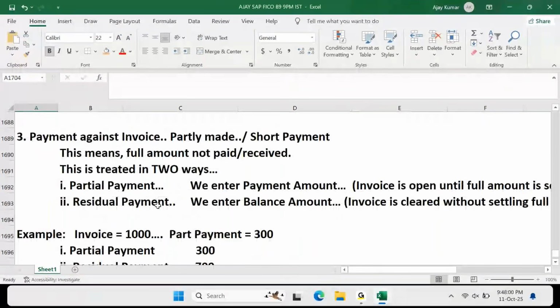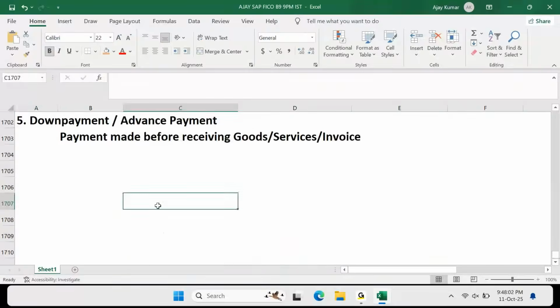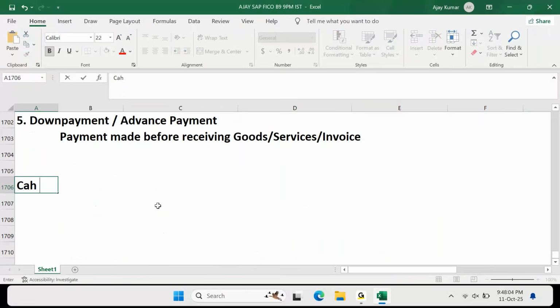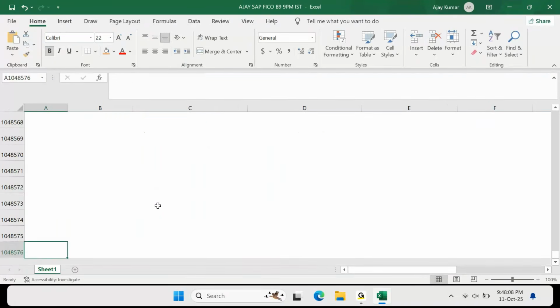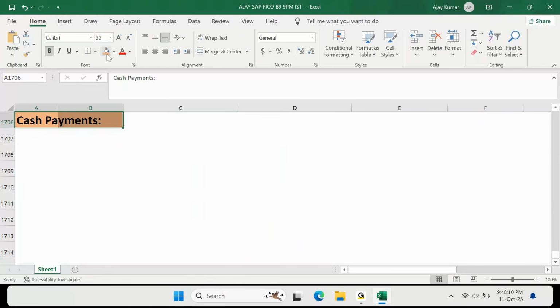Now, first one, if you look at, let's say, cash payments. If I'm talking about cash payment, let's say you purchased something from a shop. Can you give cash to anyone in the shop or in a showroom, in a company, or in any place?